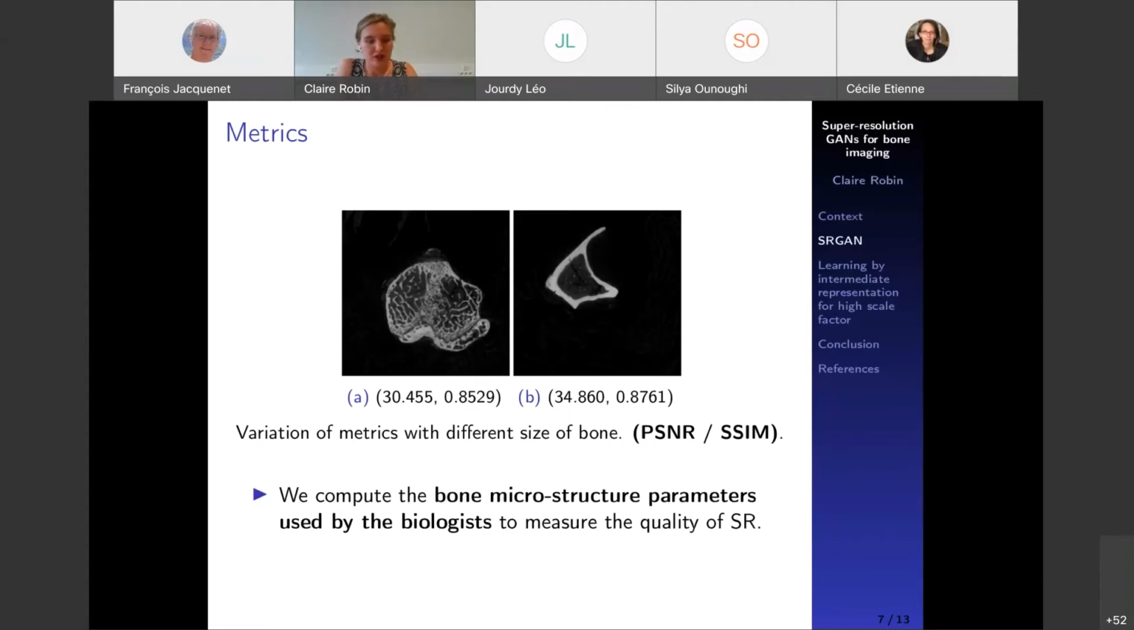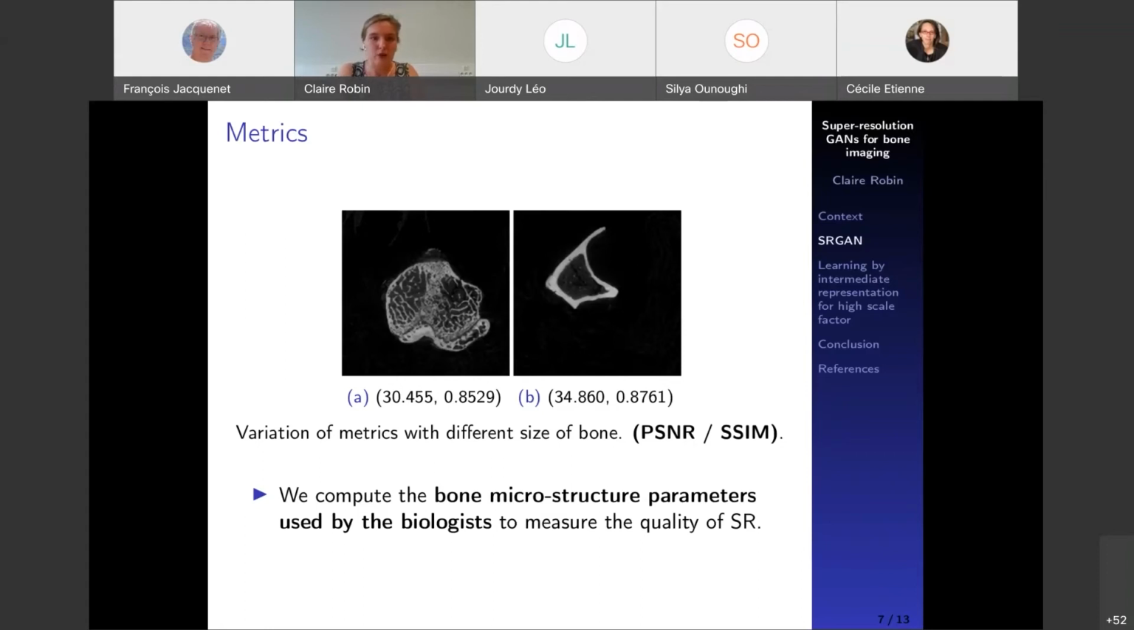a toolbox of biologists. When they study bone microstructure, they compute a lot of parameters like the number of trabeculae. The trabecular is the spongy bone, the bone inside the bones. And they compute the spacing between trabeculae, the number of trabeculae, and other parameters. So what we do is compute all these parameters on the super resolution image, and compare these medical parameters with those of the high resolution image. Unfortunately, it's what we are doing currently, so I can't present the results now.